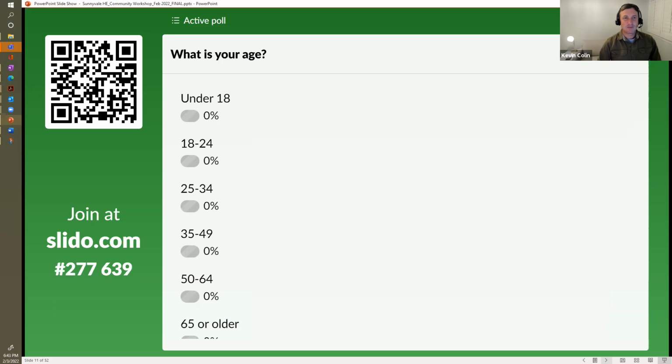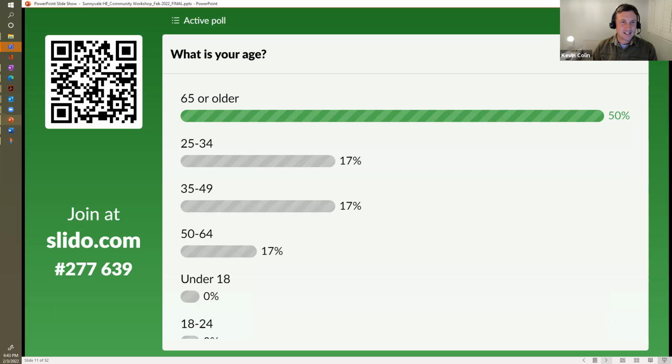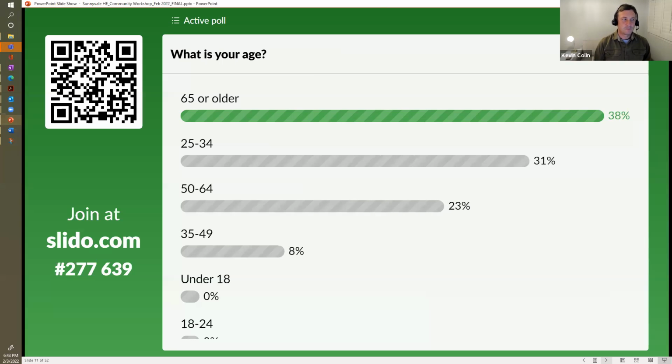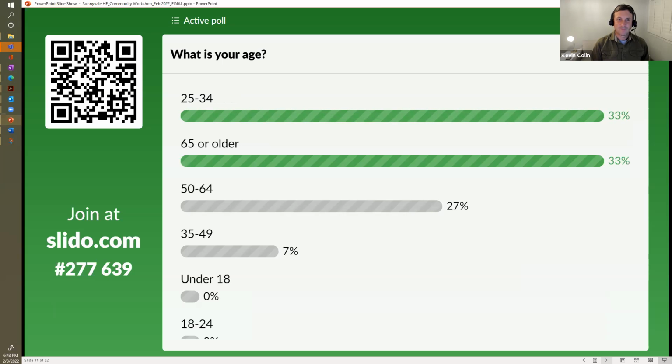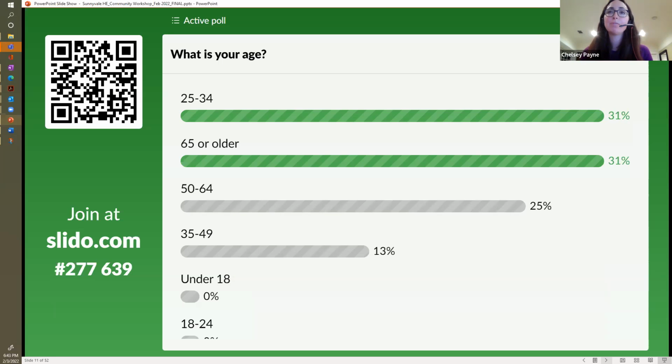All right, this one's so self-explanatory. Right? If we could get a sense of the age of our audience. All right, we have a pretty good spread of folks here tonight from different age groups. We have an even split of participants 65 and older, also in 25 to 34, 31% each. 25% in the 50 to 64 age group and 13% in the 35 to 49. We do not have anyone 24 or younger here tonight.